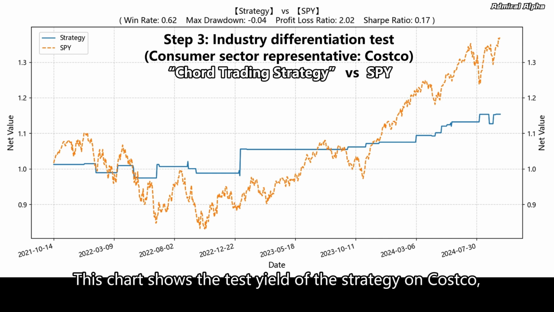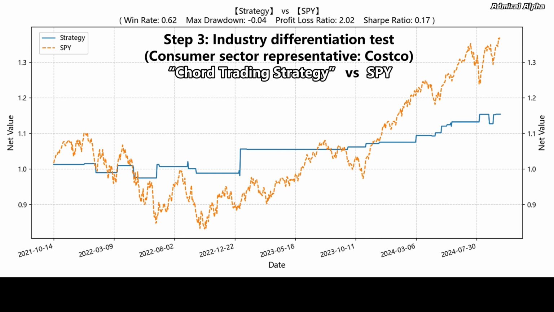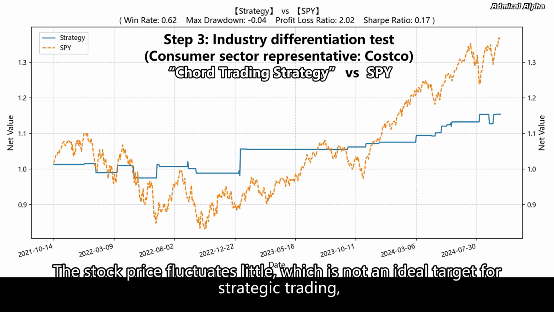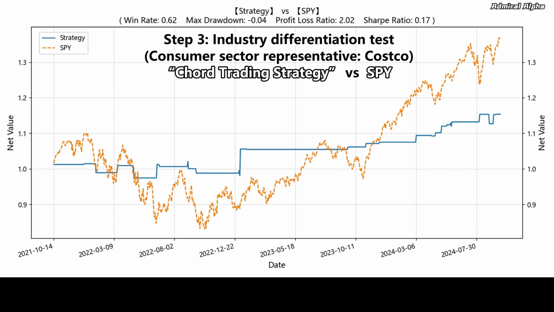This chart shows the test yield of the strategy on Costco, a representative of the consumer sector, which is the lowest among these stocks. This is completely understandable, as Costco is a solid company. The stock price fluctuates little, which is not an ideal target for strategic trading, but the return rate of the test is still more than 15%.